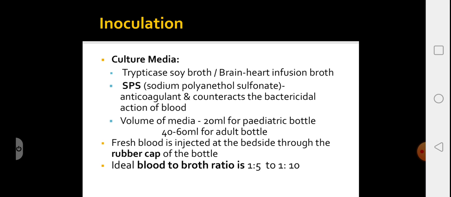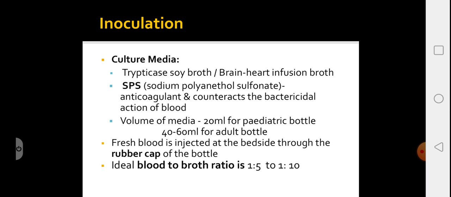And what is the volume of media in each blood culture bottle? In a pediatric bottle, the volume of the broth is 20 ml, and in an adult bottle, it can range around 40 to 60 ml. As soon as you collect the blood, at the bedside itself, you inject the blood into the bottle without removing the cap. You inject through the rubber cap, and say if it's an adult, you collect 20 ml, and in one bottle you inject 10 ml. So it's 10 ml blood into around 50 ml broth. So we are doing a 1 in 5 dilution.